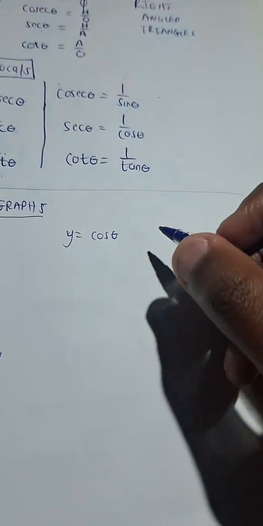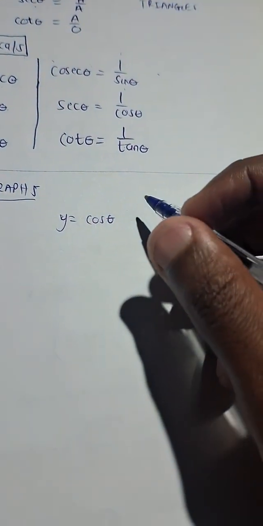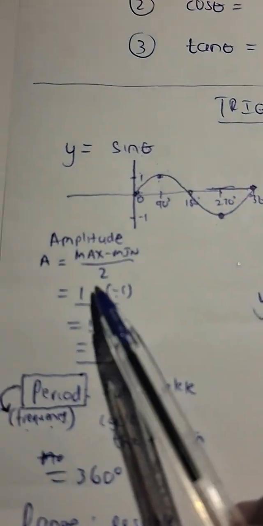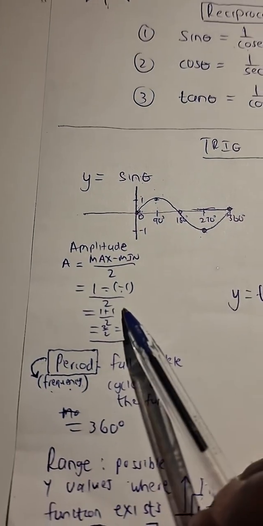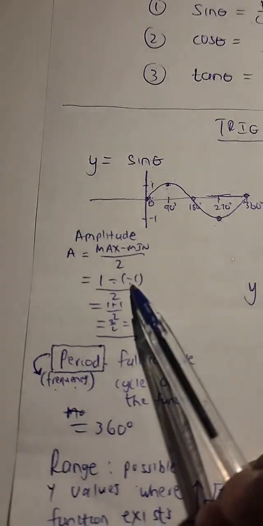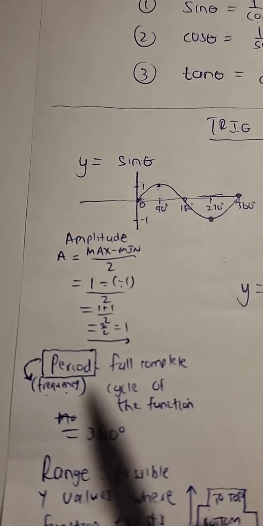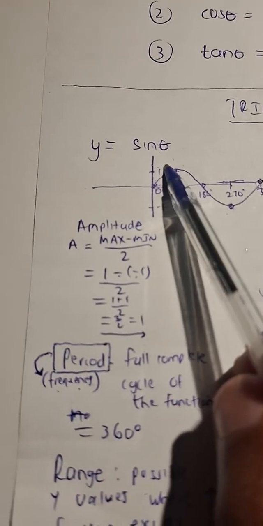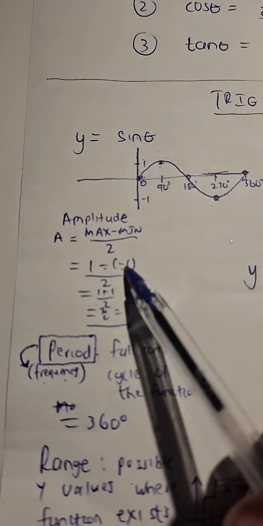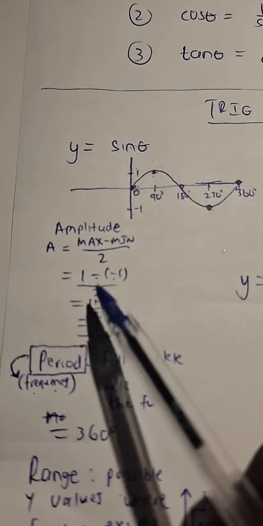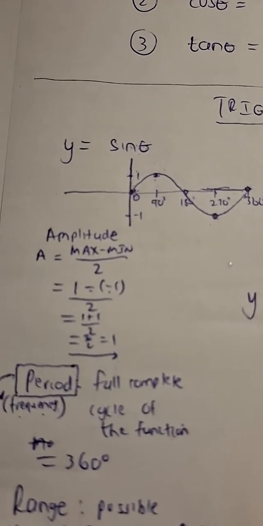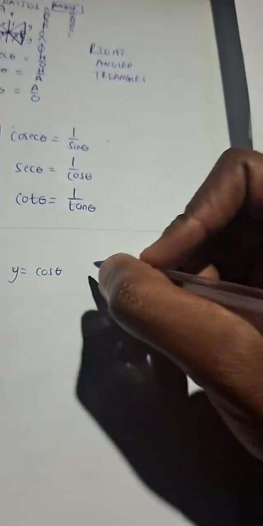Now let's go to cos theta. The graph, you always take the maximum minus the minimum and you divide by 2 to get the amplitude. Okay, take your maximum value in the function minus your minimum value from the function, you divide by 2. You always divide by 2 to get the amplitude. Let's go to the cos graph now.